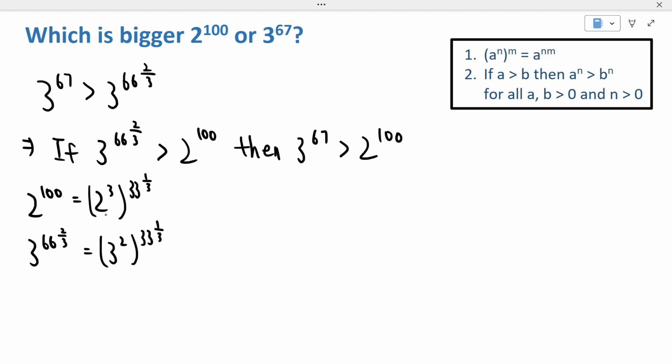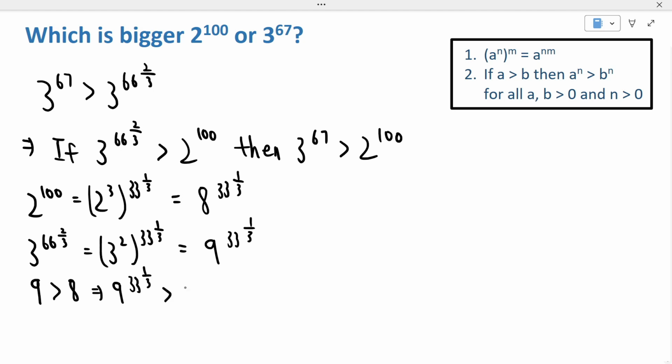So we can simplify 2 to the power of 3 to the 33 and 1/3 as 8 to the power of 33 and 1/3, and we can simplify 3 squared to the power of 33 and 1/3 as 9 to the power of 33 and 1/3. Since 9 is greater than 8, this implies that 9 to the power of 33 and 1/3 is greater than 8 to the power of 33 and 1/3.